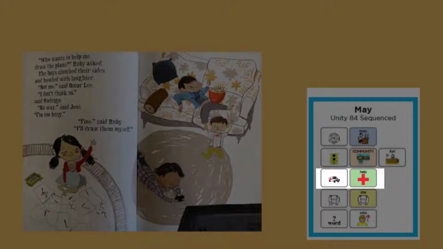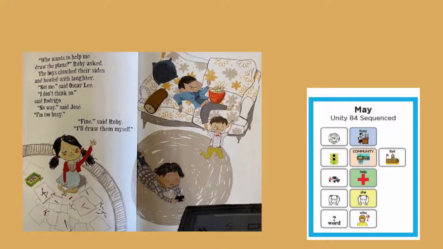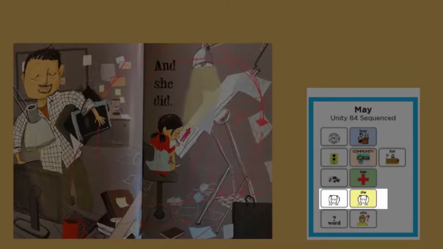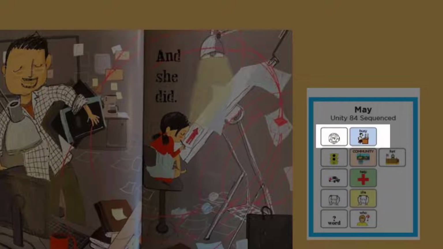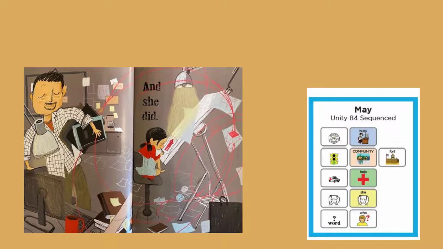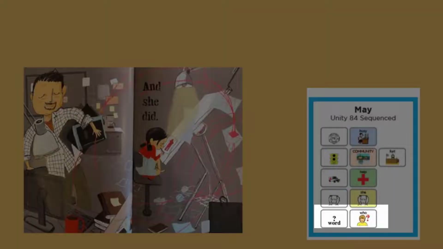Her brothers do not want to help her. So she is going to draw the plans herself. And she did. She looks really busy. She's busy drawing something. What do you think she's drawing? It looks like a little red house. I wonder who that man is.